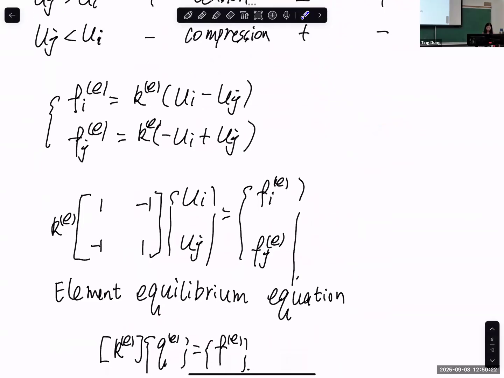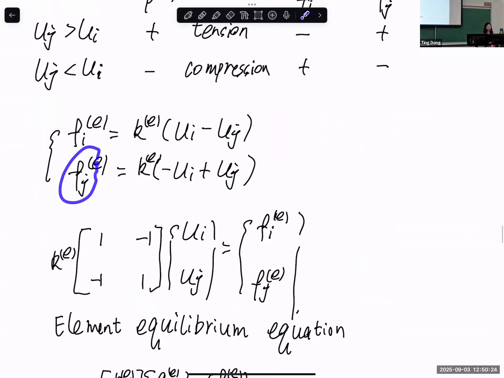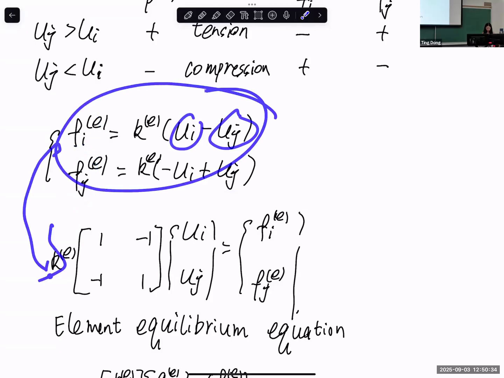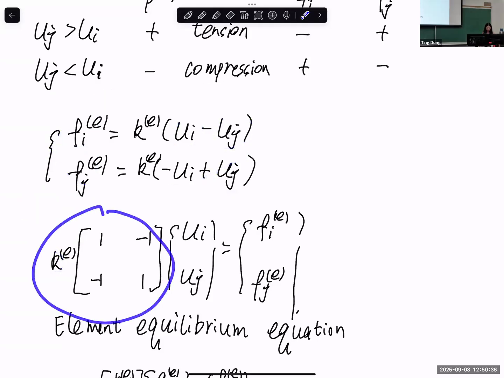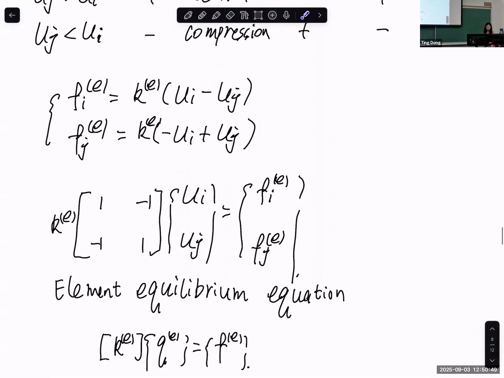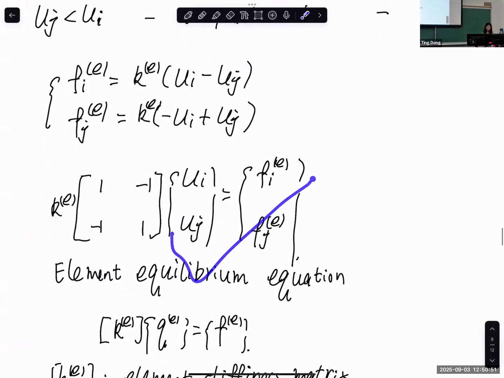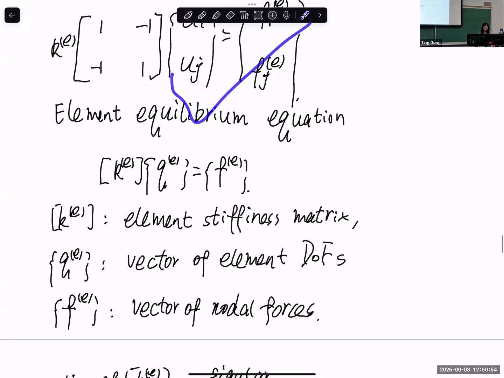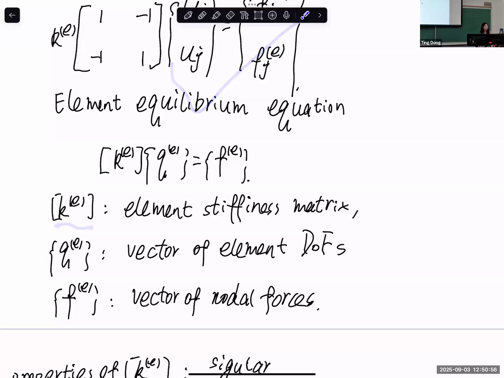equilibrium equation. We know the nodal force at node j is K times (Uj minus Ui), and at node i it is always opposite, same magnitude, so it becomes K times (Ui minus Uj). When we put these two equations into matrix form, we always have K, negative K, negative K, K. So this K matrix stays the same for all our spring element matrix equations.